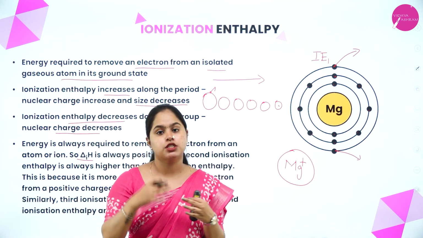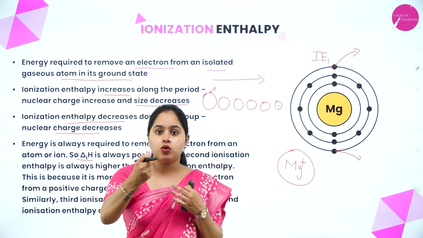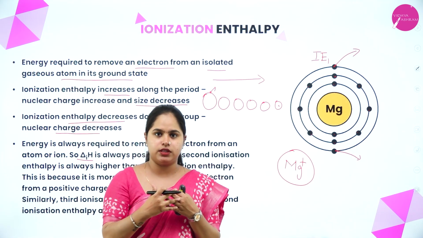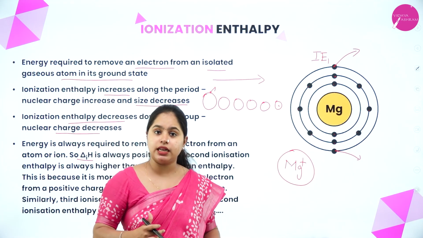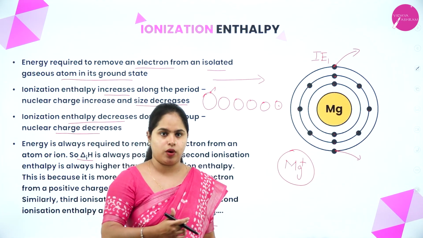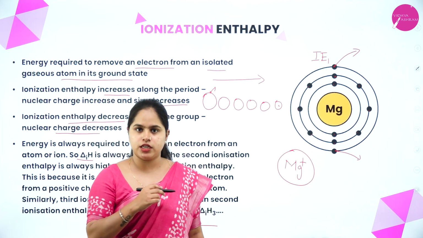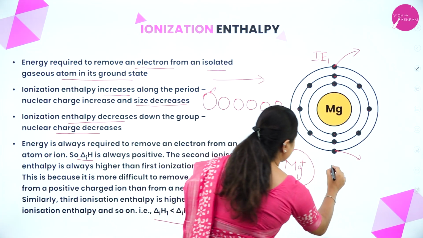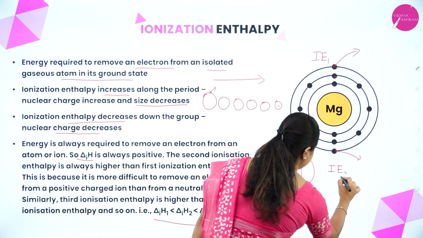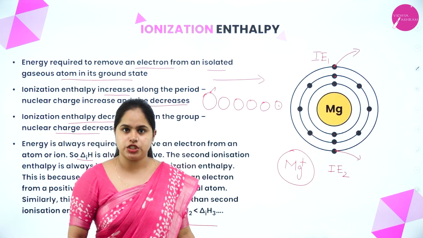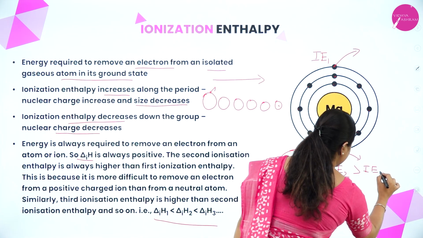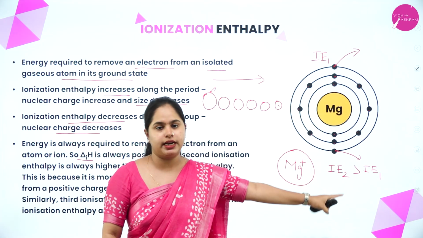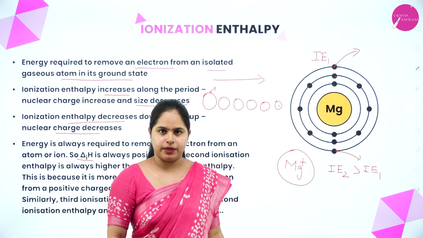So what happens? The nuclear charge increases. Now the electrons have more attraction with the nucleus. So to remove the second electron, more energy is required, not the same as the first ionization enthalpy. To remove the second electron, that is ionization enthalpy 2, more energy is required. So the second ionization enthalpy will be greater than the first ionization enthalpy.